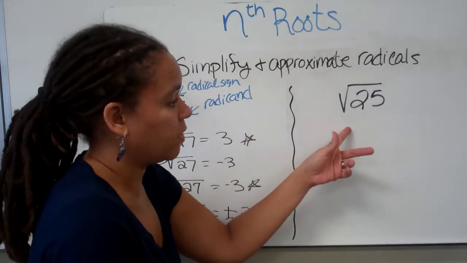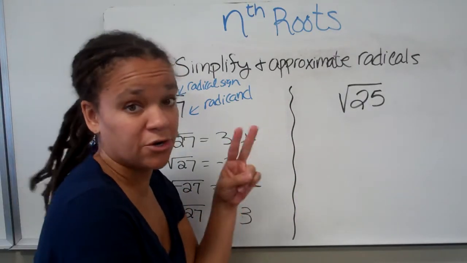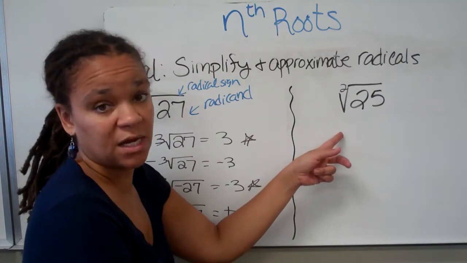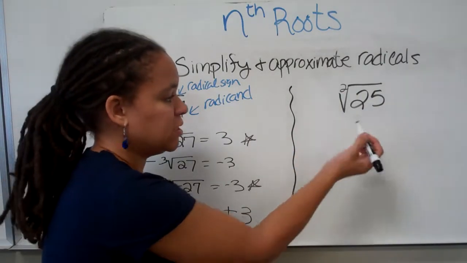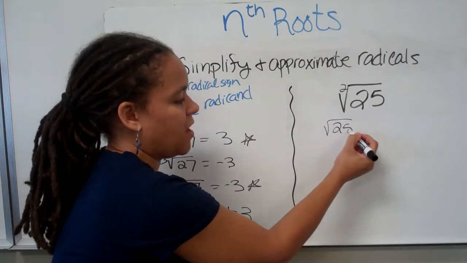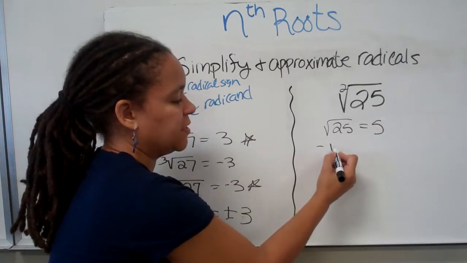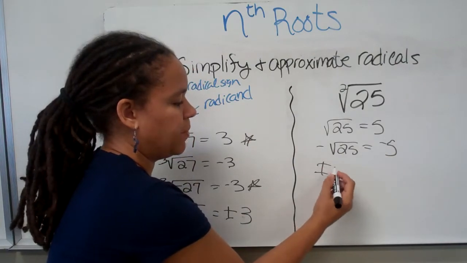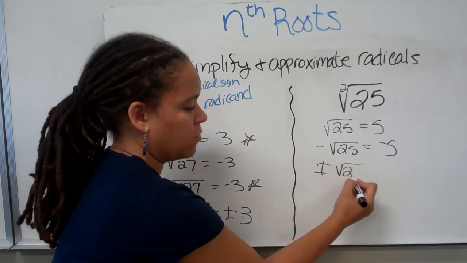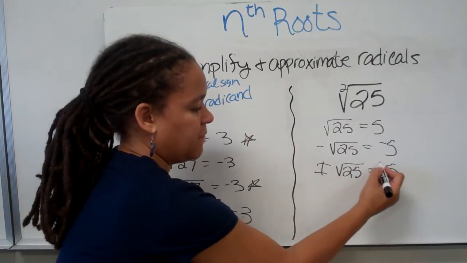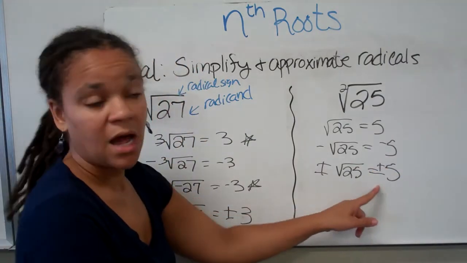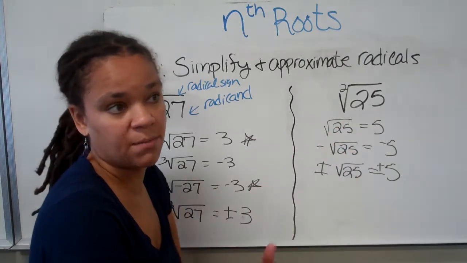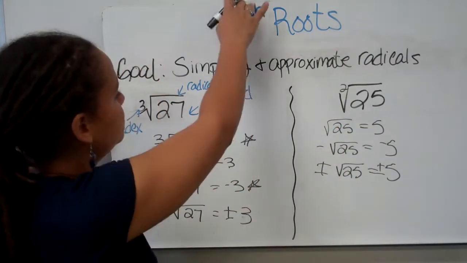Now let's look at the square root of 25. The index here is 2, keep in mind. We do not write it, it's just understood, but the index here would be 2. So if I just said find the square root of 25, of course it would be 5. If I said negative radical 25, it would be negative 5. And if I said plus or minus radical 25, that's going to give me plus or minus 5. I can't have the square root of negative 25 under here because it would be an imaginary number. All right.